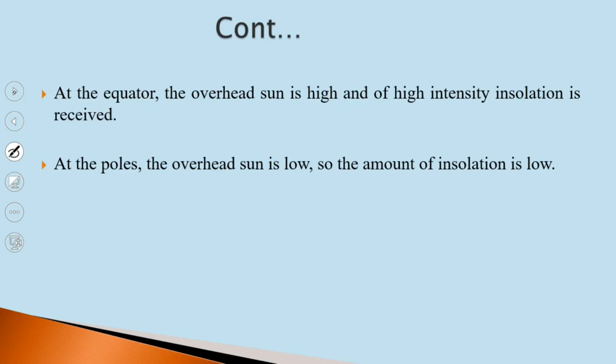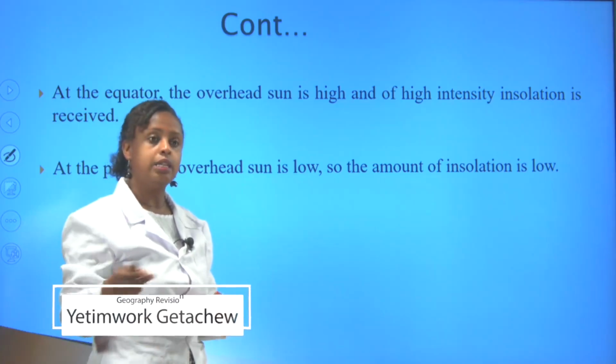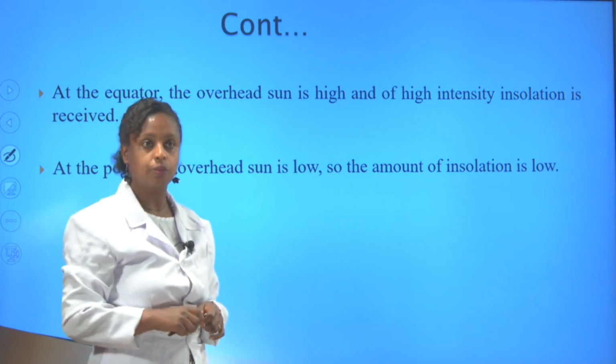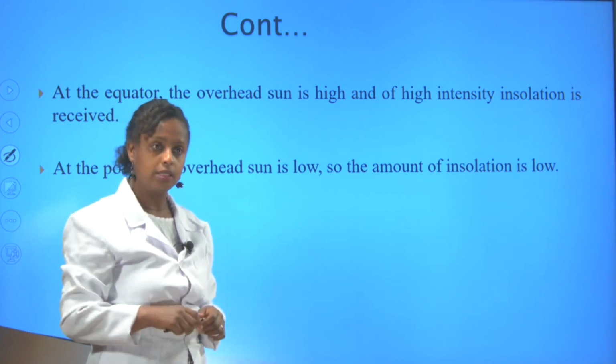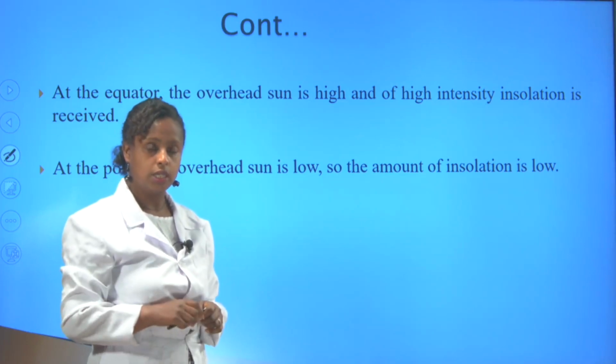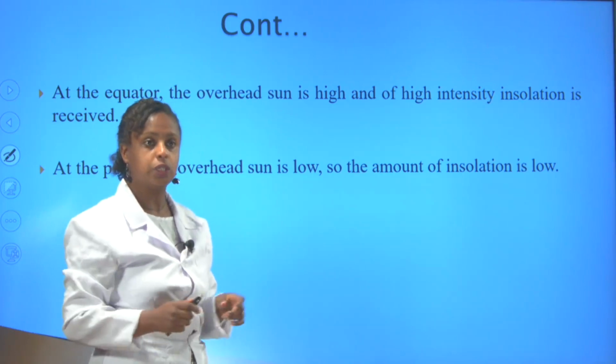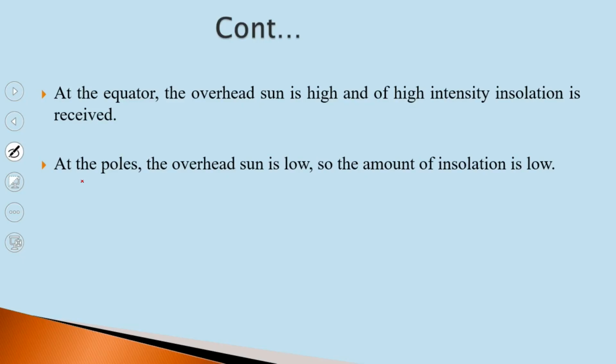Based on the above lesson, when the sun rays reach at a right angle, then the amount of insolation becomes high. But at the polar region, the solar rays reach slanting or oblique, and then the amount of insolation becomes low.